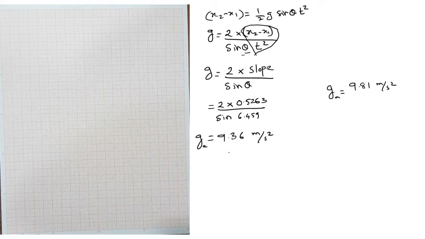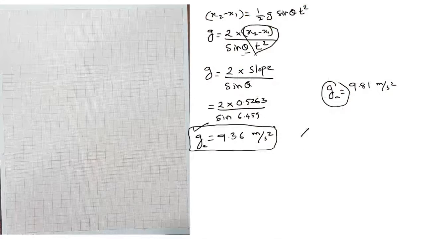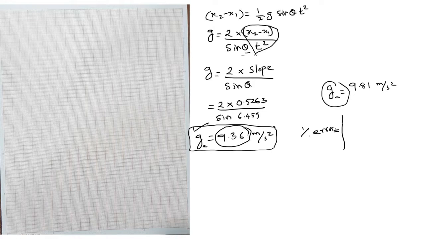And what is the experiment value of g? You got 9.36. So now, once you find the value, you have to find the error percentage of your experiment g with the actual g. So you have to use this formula. Error percentage is equal to the absolute value of g experiment, which is 9.36, minus your actual g, 9.81, divided by actual g, 9.81, multiplied by 100.